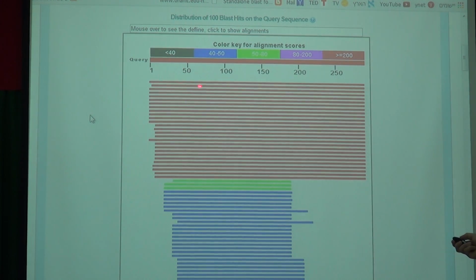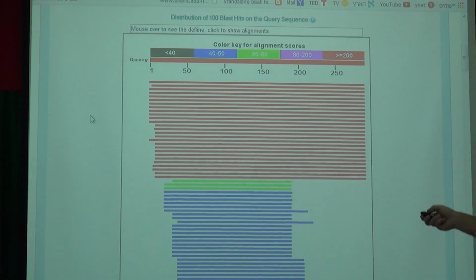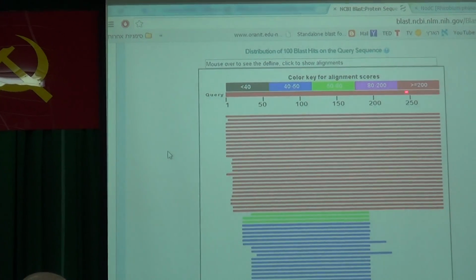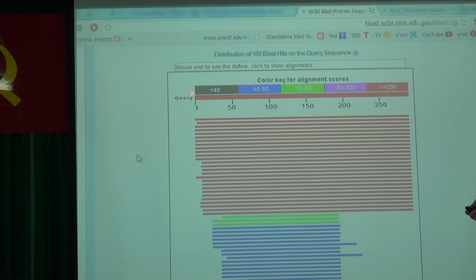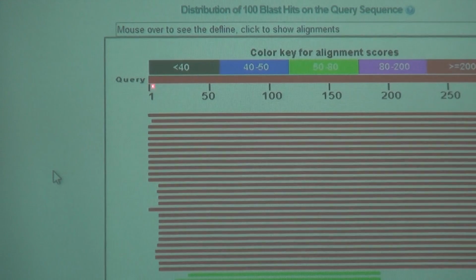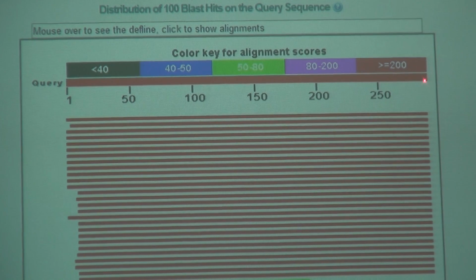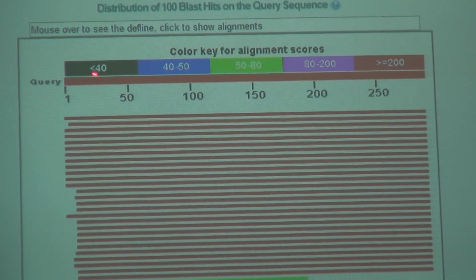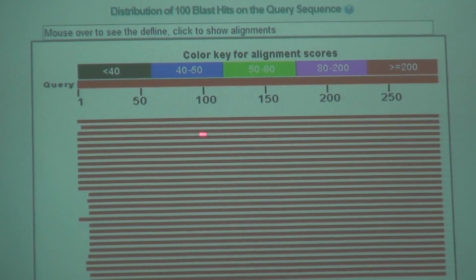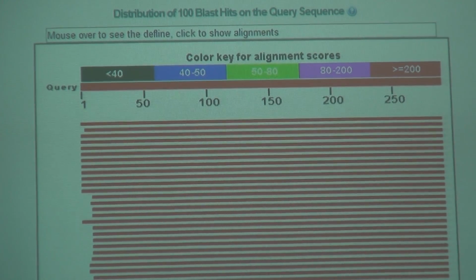Now, these lines are the alignments right here. So, this big red line at the top, this is our sequence from amino acid number 1. This is our query. Remember, the query is our sequence. From amino acid number 1 to amino acid number something, 289, I think. This is our query. And these little lines are hits. They are sequences from the database similar to our sequence.